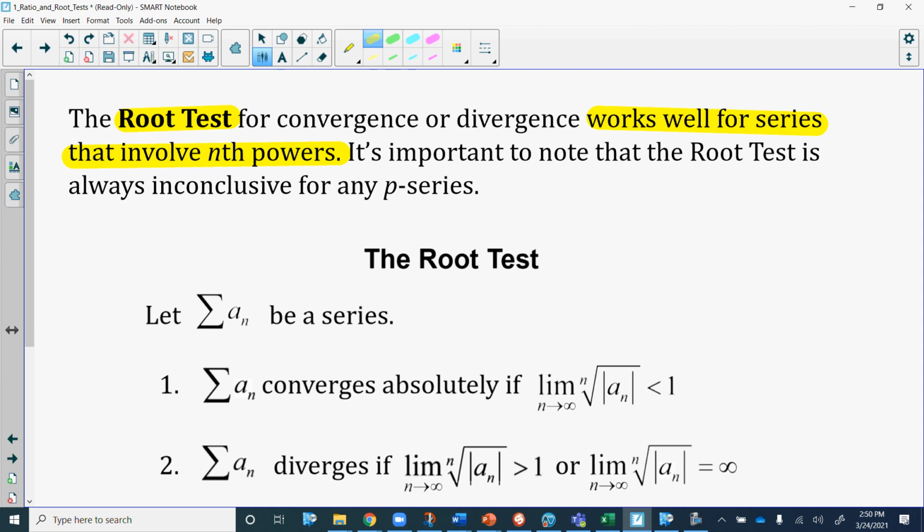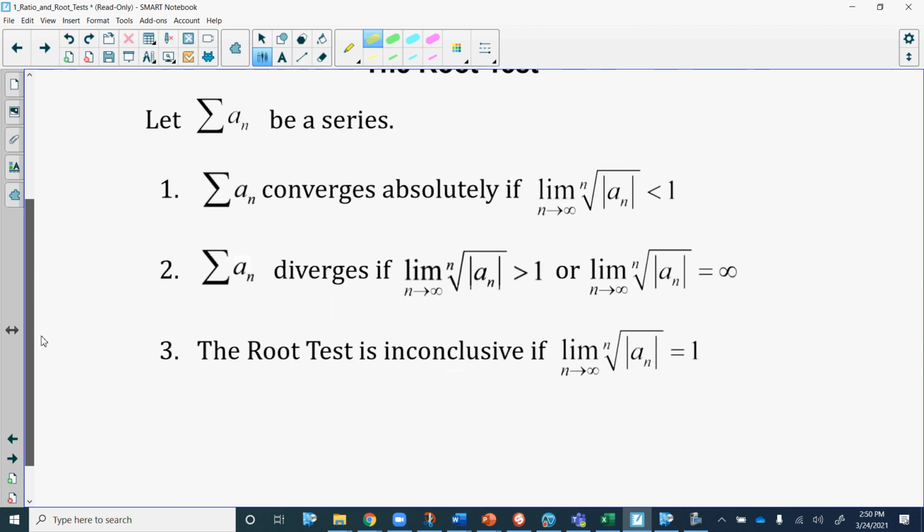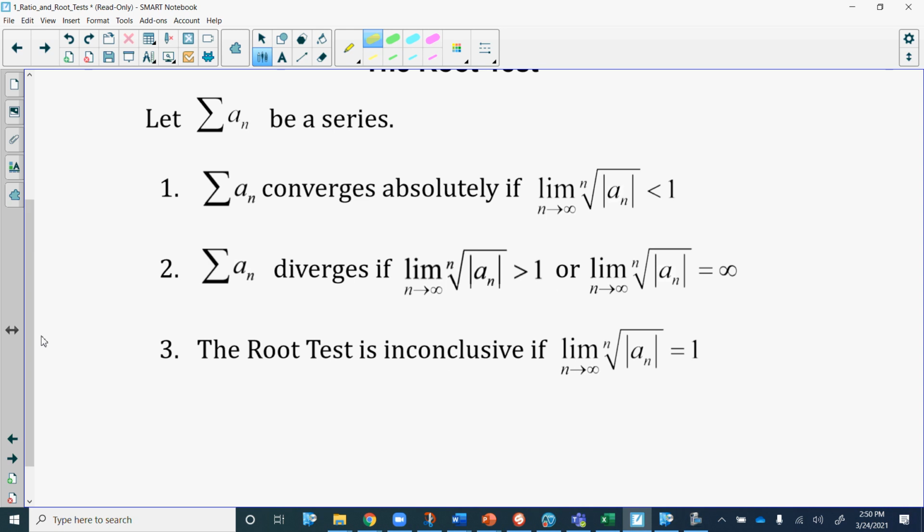Because obviously if I take the nth root of something raised to the nth power, they undo each other, leaving me just the radicand. Now, in the expressions we're seeing here for the root test, a sub n is going to be a series, and what they're showing is that if the limit of the absolute value of the root test gives you less than 1, then just like with the ratio test, it's going to converge absolutely. If the limit is greater than 1, it diverges, and the root test is inconclusive if the limit is equal to 1, just like with the ratio test.